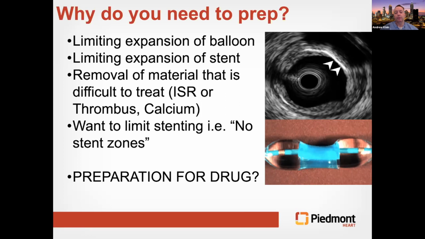What about removal of material that's difficult to treat? You might need to prep a vessel for anyone who has ISR or thrombus or calcium. And then, of course, atherectomy is sometimes used to limit stenting, or so-called no stent zones. And I think that's for two reasons: A, to be able to come back later, maybe treat with new stents or new drug-coated material, or maybe down the road, bioabsorbable scaffolds.